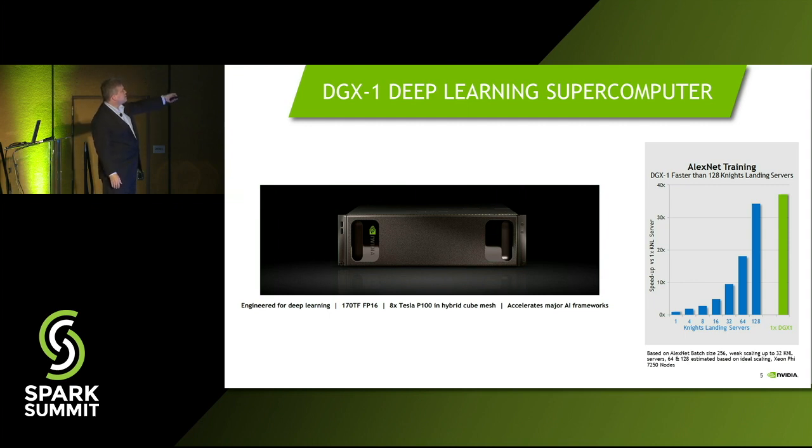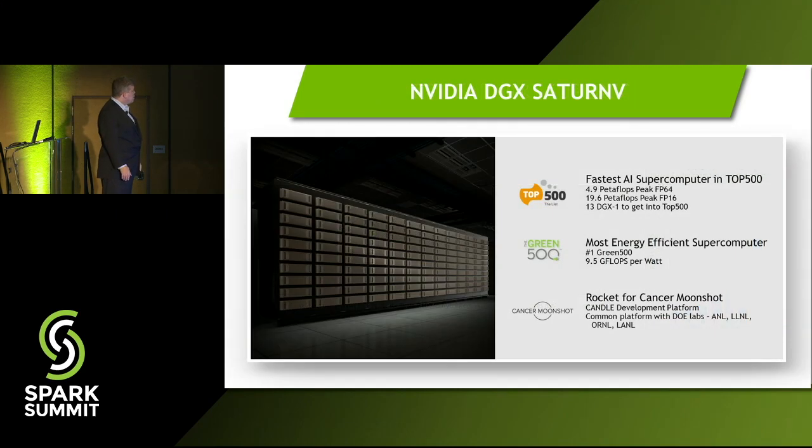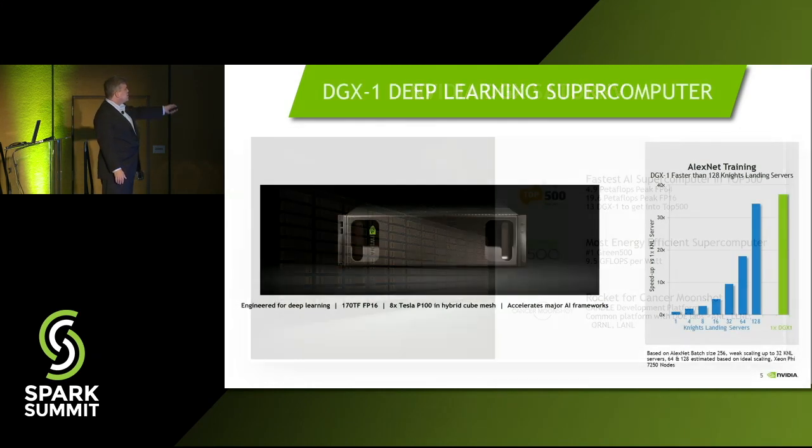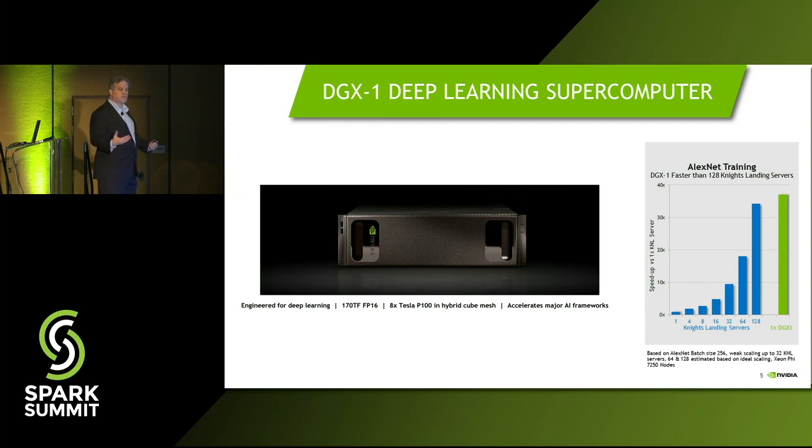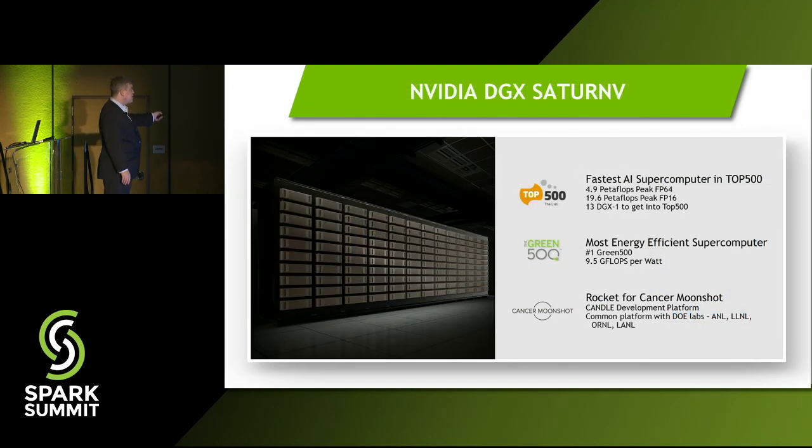You can see that this DGX1 box is faster than 128 Knights Landing servers on a typical deep learning benchmark like AlexNet. So the bottom line is, if this box is faster than 128 servers, what would happen if you linked 128 of these DGX1s together with proper fiber optic connections?